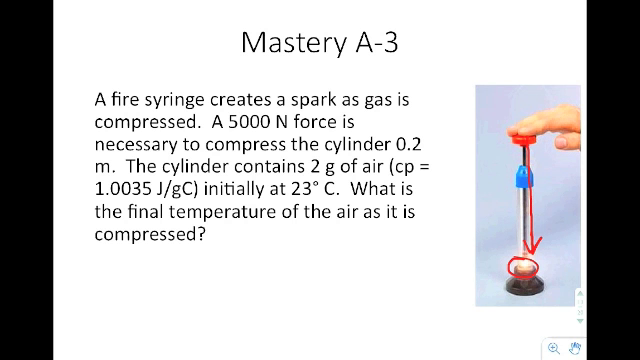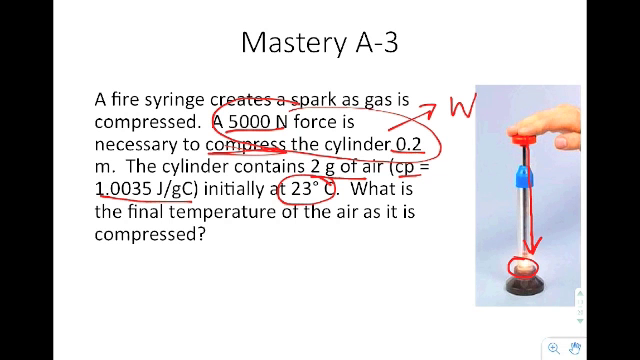So it says you have a fire syringe. It says there's 5,000 newtons of force necessary to compress the cylinder 0.2 meters. You should recognize that's a force and it's a distance, so we'll be able to calculate work from those. Also, it's compressing the system. So whenever you're compressing the system, that means that you're adding that much energy to the system. Now it says the cylinder contains 2 grams of air, and it gives us a specific heat value, and it gives us an initial temperature, and it wants us to know what the final temperature of this particular air is going to be as a result of it being compressed.